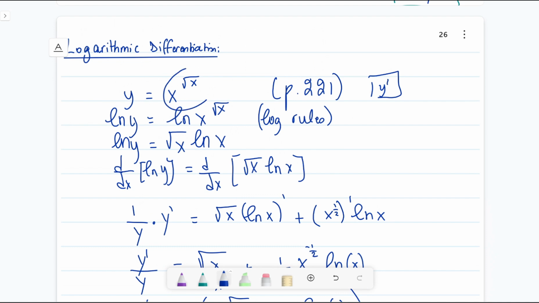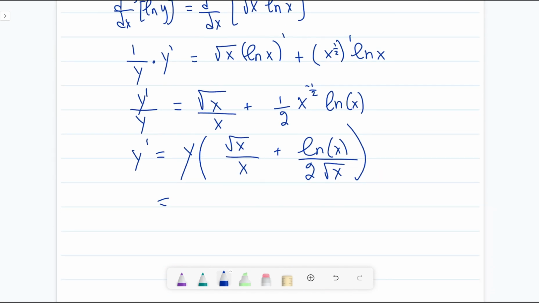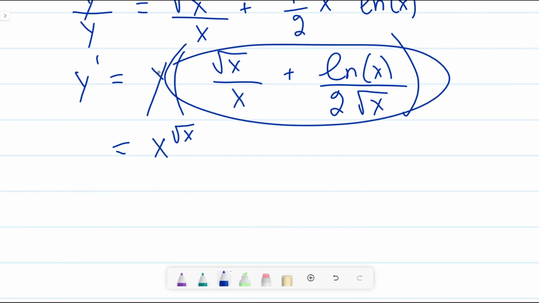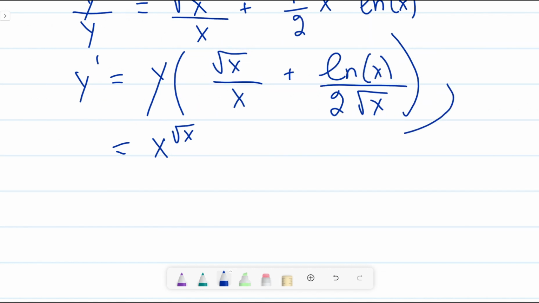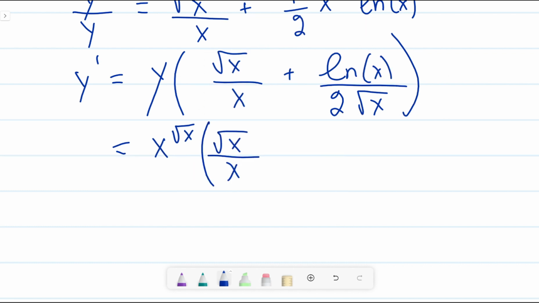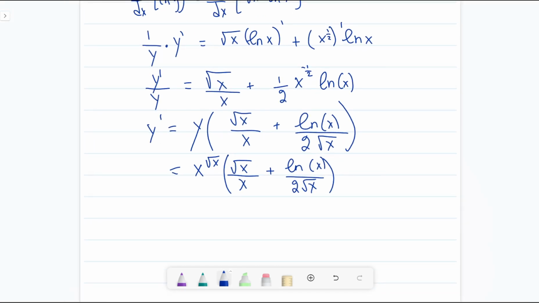And now instead of this y right here, what is y? y is x to the power of square root of x. So I write here x to the power of square root of x, and I copy the entire thing from here: square root of x divided by x plus ln of x divided by 2 square root of x. And this is our answer.